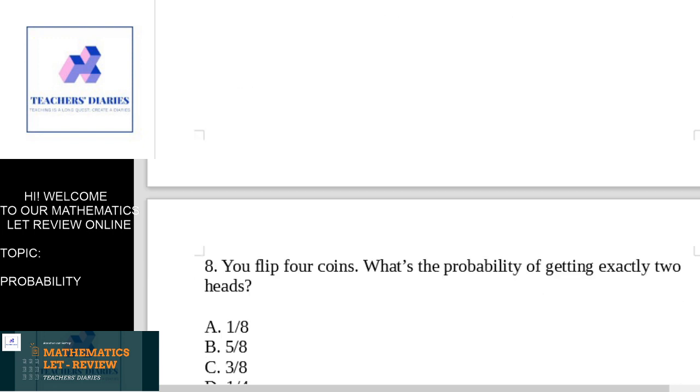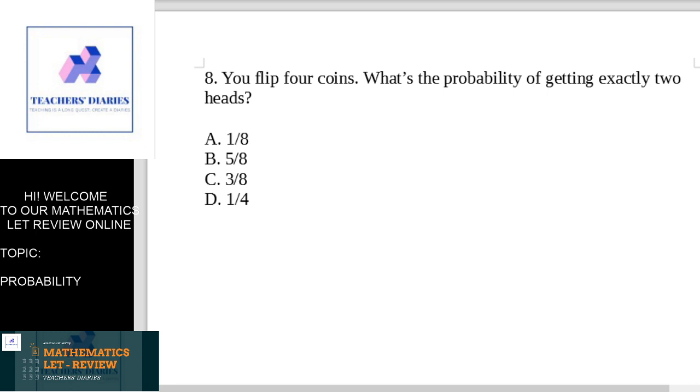Let's proceed to number 8. You flip 4 coins. What is the probability of getting exactly 2 heads? A. 1 over 8. B. 5 over 8. C. 3 over 8. And D. 1 over 4.